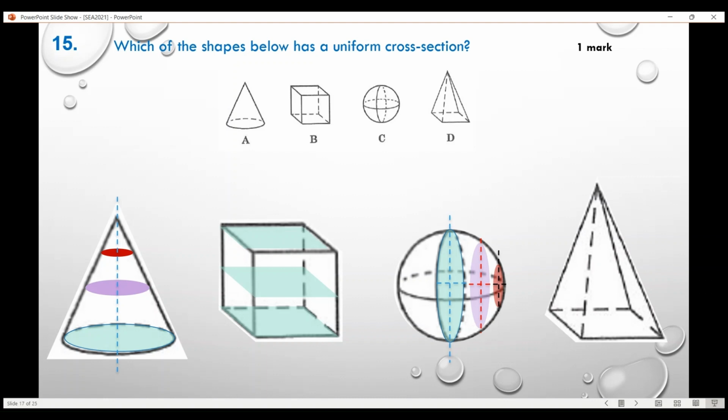And for the final one, let's look at the pyramid. At the base, we may be getting a rectangle. As we go higher up, we'll get another rectangle, slightly smaller. And by the time we go up again, we'll get a very small rectangle. As such, the only shape which remains the same size and shape when you cut it at any part of it will be the one at B.